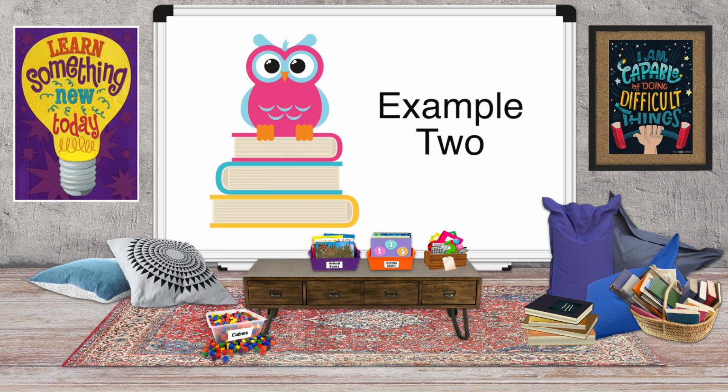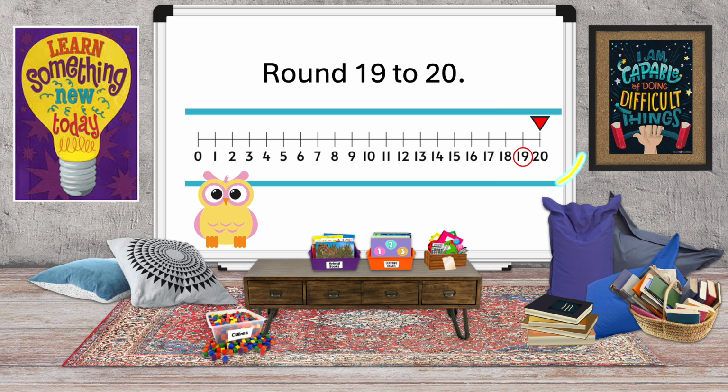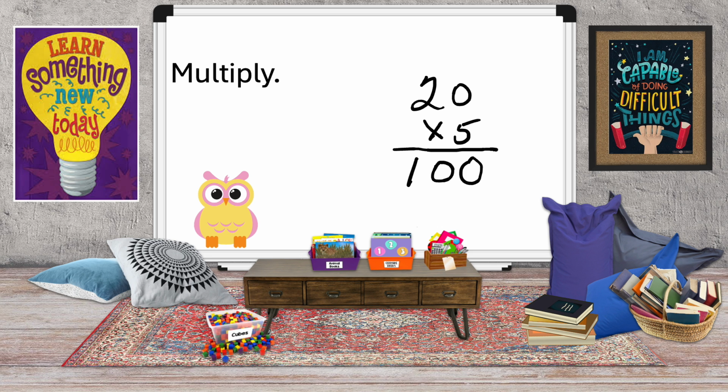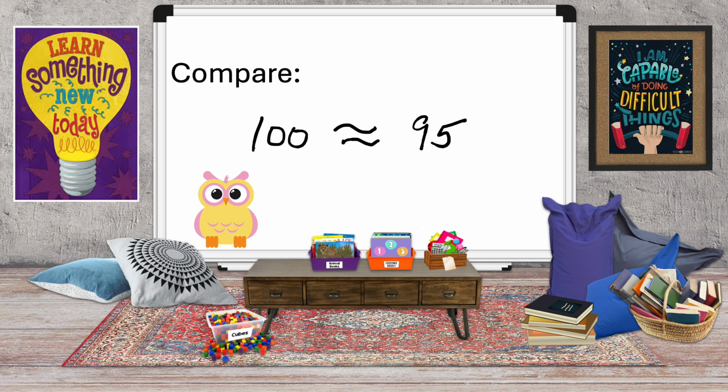Example 2. 19 times 5. Round 19 to 20. 20 times 5 equals 100. Check the actual answer. 5 times 9 equals 45. Bring down 5 ones, regroup 4 tens. 5 times 1 equals 5, plus 4 equals 9. The real answer is 95. Once again, our estimate is close.